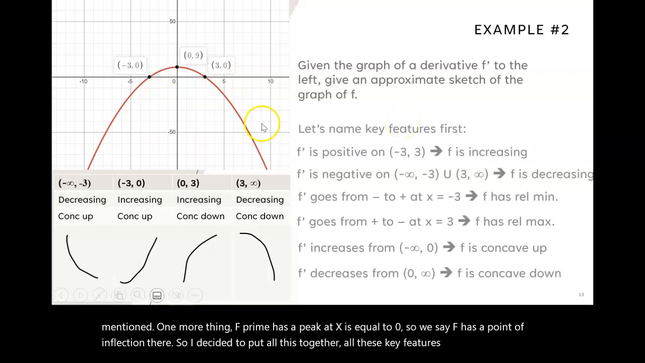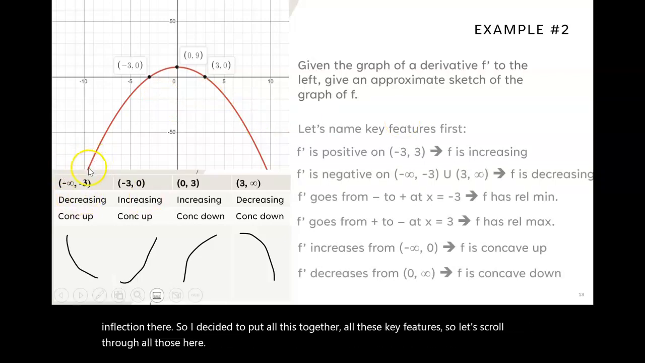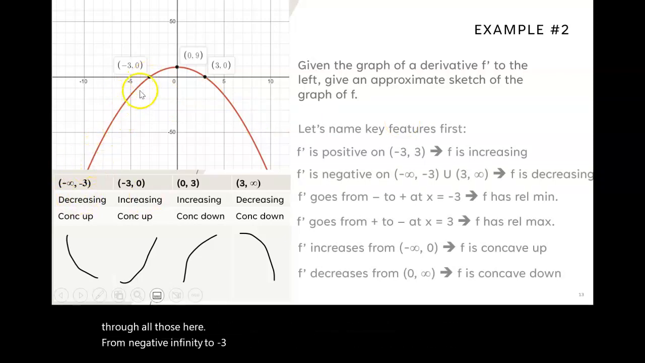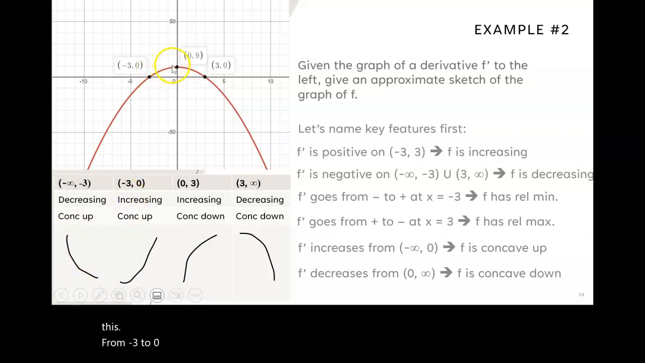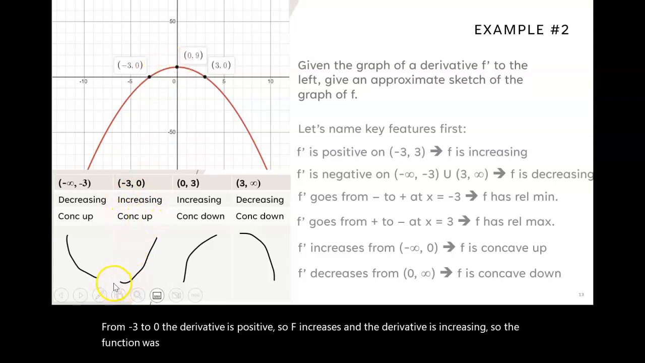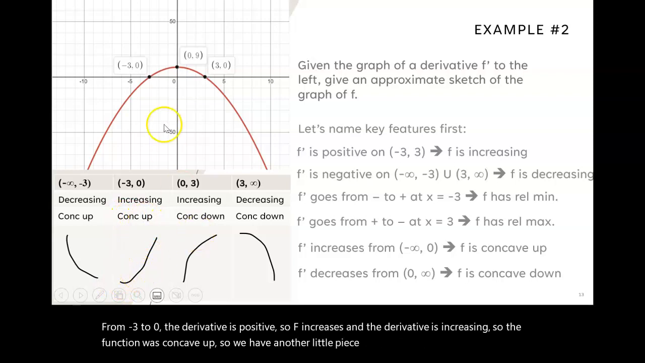So I decided to put all these key features together, so let's scroll through them here. From negative infinity to negative 3, you'll notice that the derivative is negative, so f would be decreasing, but it's an increasing derivative, so the function will be concave up. So that little piece will look like this. From negative 3 to 0, the derivative is positive, so f increases, and the derivative is increasing, so the function is concave up. So we have another little piece right there.